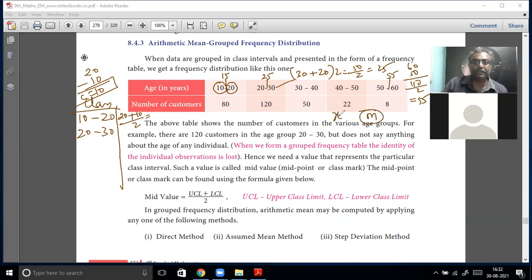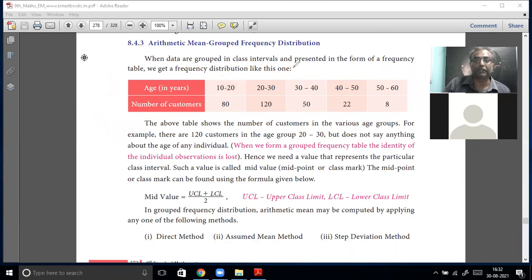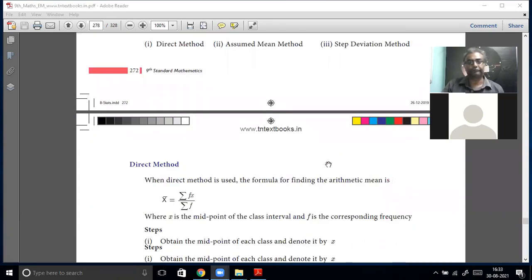So instead of x, the mid value will become x in continuous data. There are 3 methods for finding the arithmetic mean when you have continuous data. In discrete data, you have only 2 methods: one is the direct method, one is the assumed mean method. But here you have one extra method, called the step deviation method. I think that's where we left off. But let us start with the direct method.